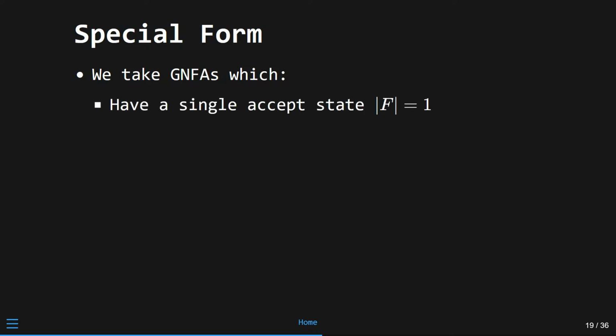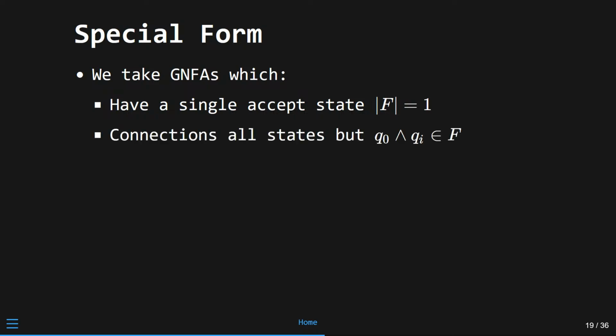They're all going to have a single accept state. That just makes the math easier. It has actually been extremely annoying this whole time. We've had a set of acceptance conditions, right? That hasn't helped us at all. And then you're going to have connections to all states, except what? The start state is not necessarily going to have an incoming edge, and the end state, the acceptance state, is not required to have outgoing edges.